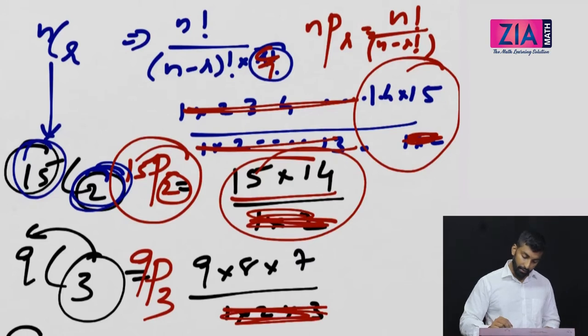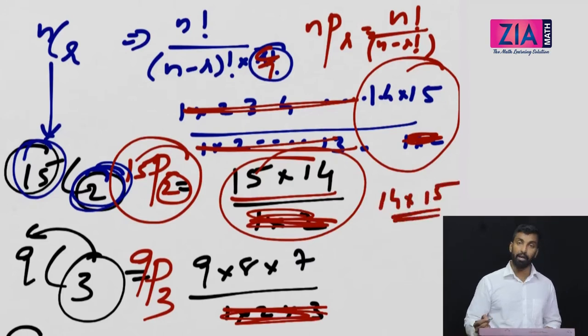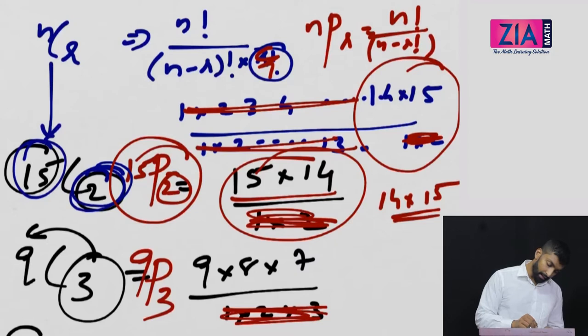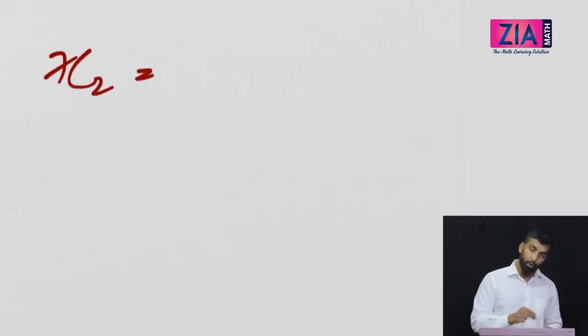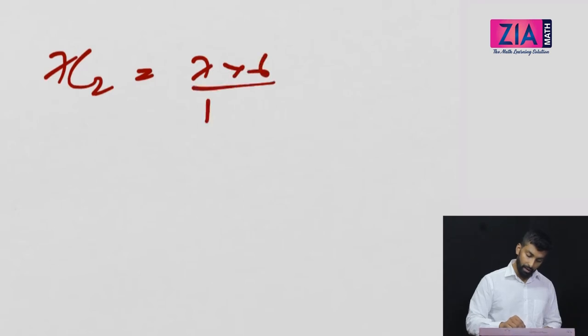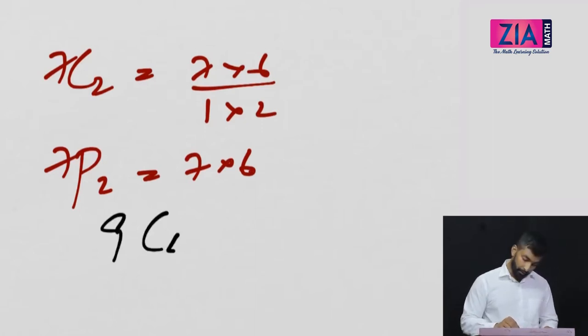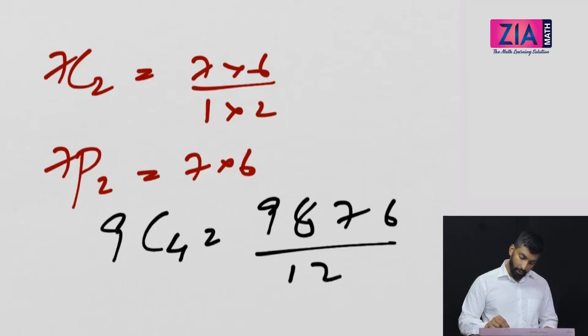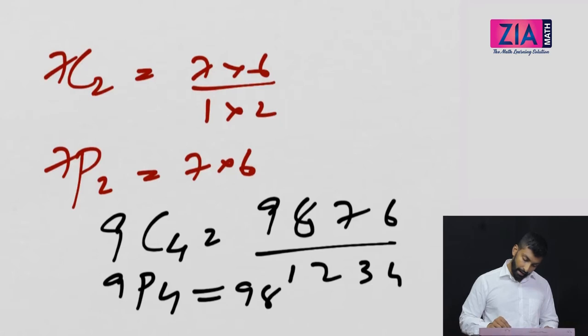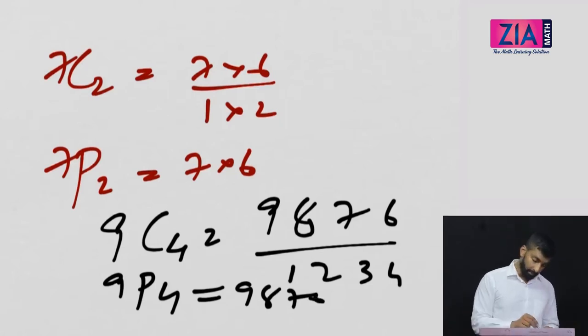This is not there, so that's why 14 into 15 without denominator. So actually there is no need to remember this formula. If it is 7C2, you will take 2 terms from 7, 7 into 6 divided by 1 into 2. If it is 7P2, you will just write the numerator, 2 terms. If it is 9C4, you will write 9, 8, 7, 6 divided by 1, 2, 3, 4. If it is 9P4, you will write 9, 8, 7, 6. There is no denominator, right?